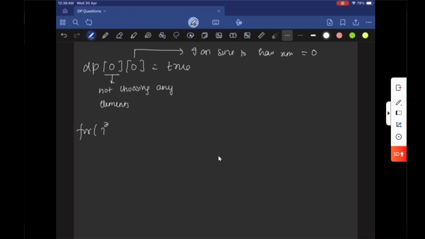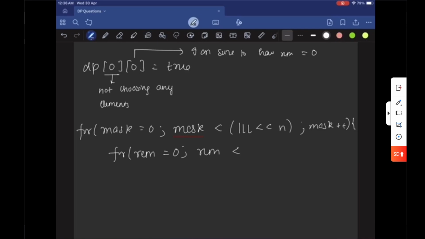Therefore, I can say mask is equal to 0, mask is less than 1 left shift n, mask plus plus. This is basically iterating through all the masks. For each particular mask, what are the possible remainders that it can have? For remainder is equal to 0, remainder is less than k, of course, remainder plus plus.